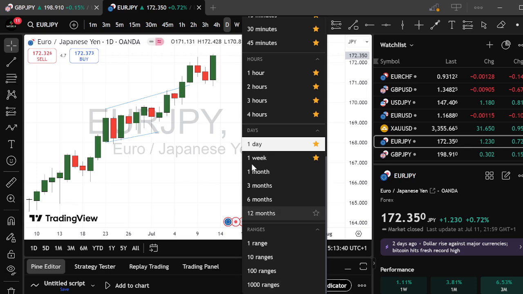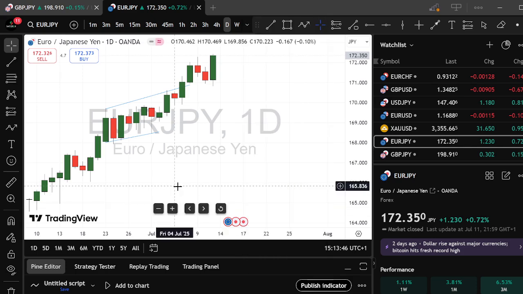So you are seeing 1 week, 1 month, 3 months, 6 months, 12 months. So these are position traders. There's nothing concerning you with that one if you are a day trader, a scalper, or a swing trader.